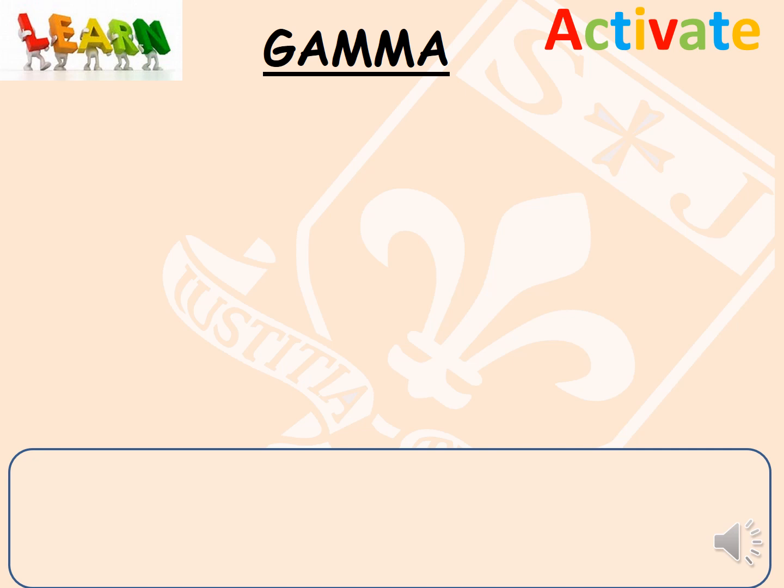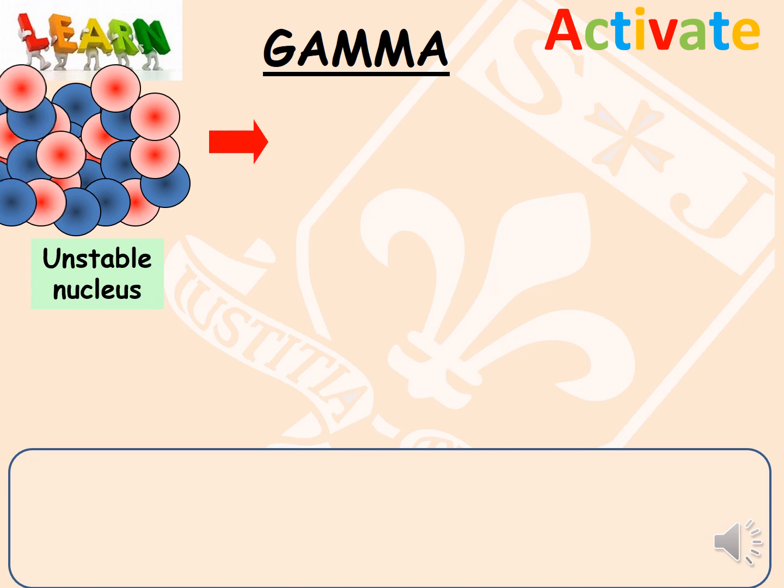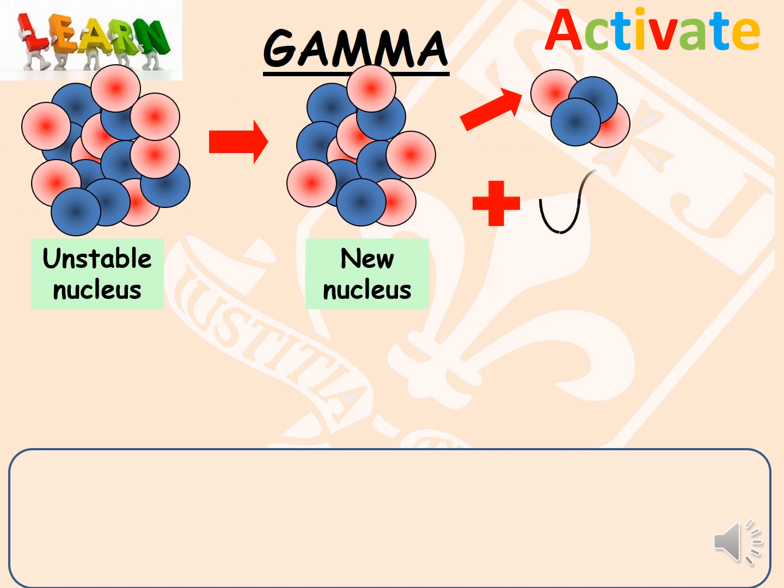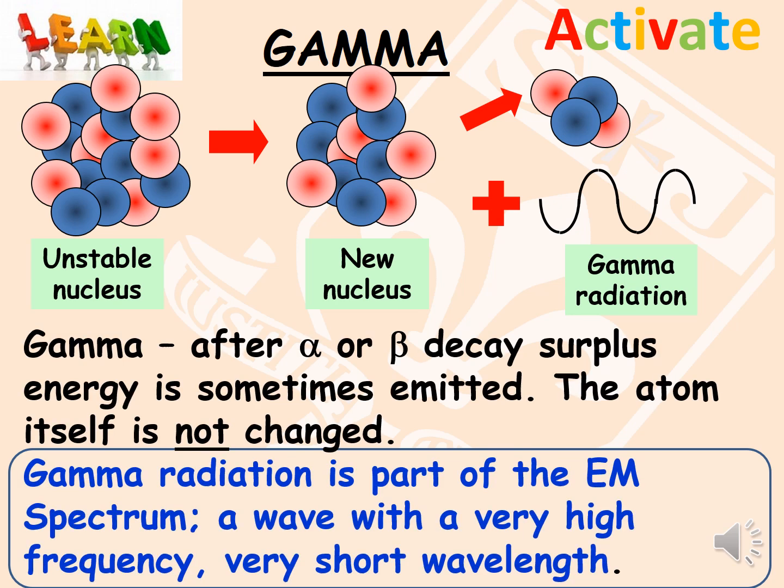The third and final type of radioactive decay is gamma decay. Again, it comes from an unstable nucleus, but unlike alpha and beta, gamma cannot exist by itself. It is the excess energy emitted either with an alpha particle or a beta particle. The actual structure of the nucleus isn't changed by the emission of gamma, as gamma is a very high energy, high frequency, short wavelength wave. So it's just energy. It has no charge, it has no mass, but it's excess energy to try and make that nucleus become more stable.